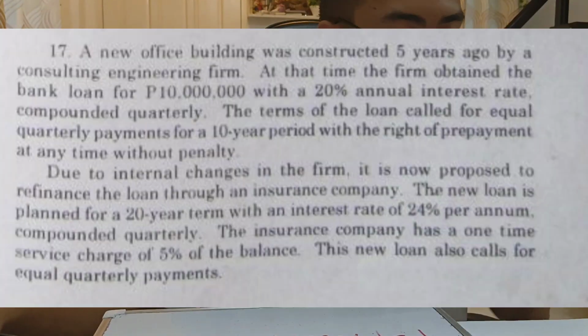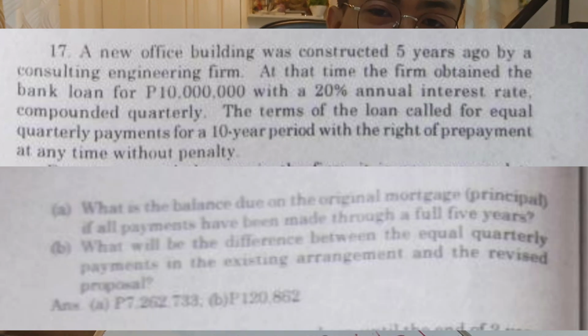Last number 17. A new office building was constructed 5 years ago by a consulting engineering firm. At the time, the firm obtained a bank loan for 10 million pesos with a 20% annual interest rate, compounded quarterly. The terms of the loan called for equal quarterly payments for a 10-year period with the right of prepayment anytime without penalty. So, A, what is the balance due on the original mortgage, or the principal, if all payments have been made through a full 5 years? So first, you just have to compute the uniform payment.